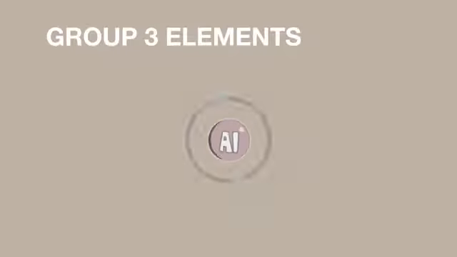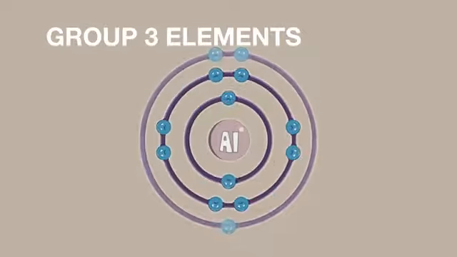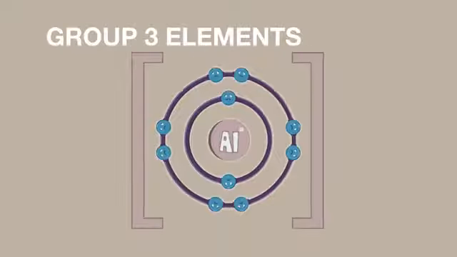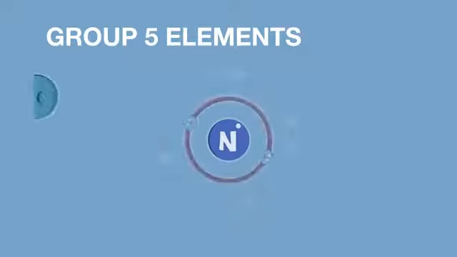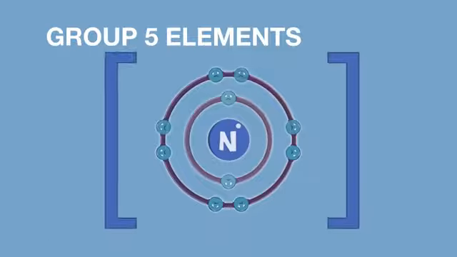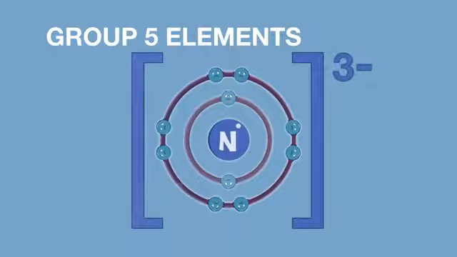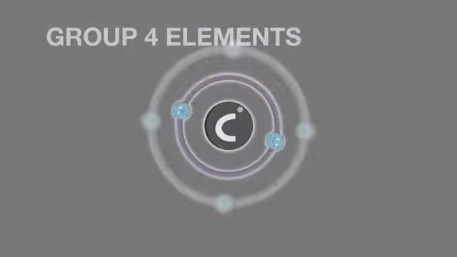Group 3 elements, such as aluminum, lose 3 electrons to form ions with a +3 charge. Group 5 elements, such as nitrogen, gain 3 electrons to form ions with a -3 charge. Group 4 elements, such as carbon, tend to form covalent compounds.